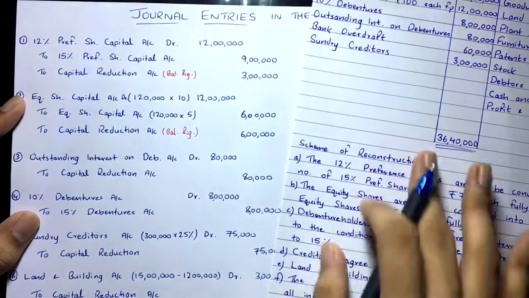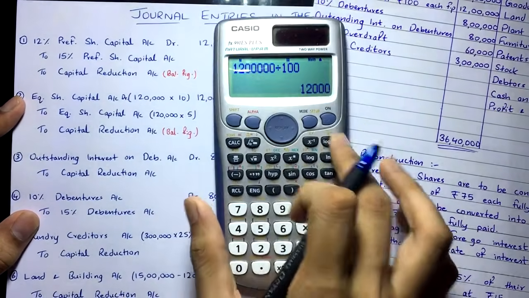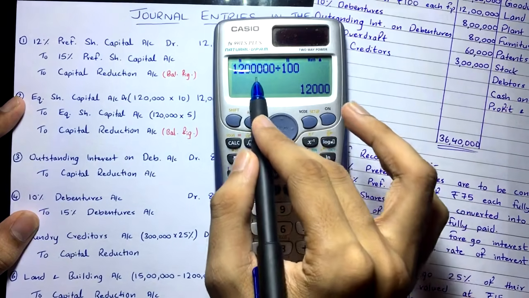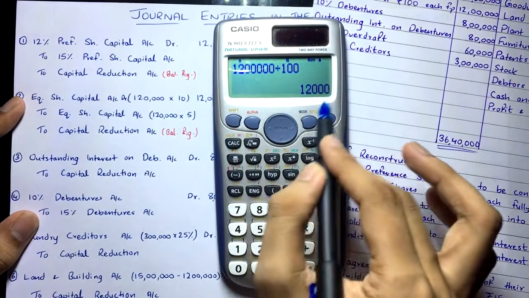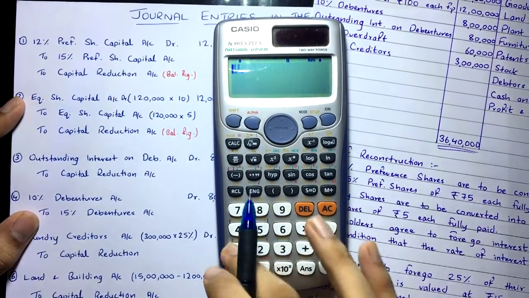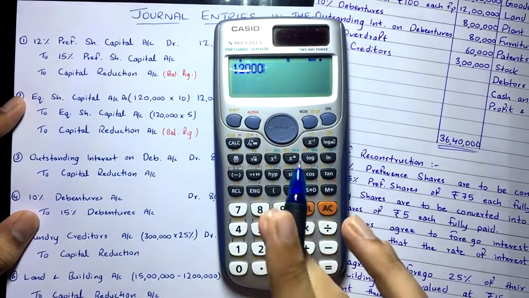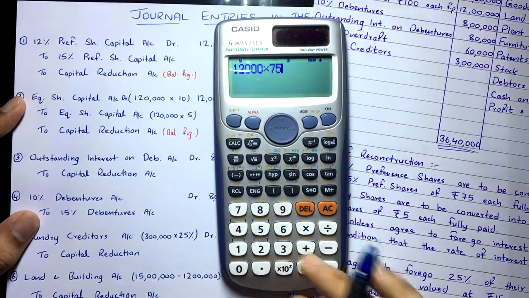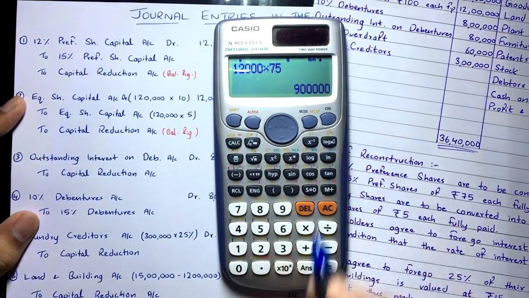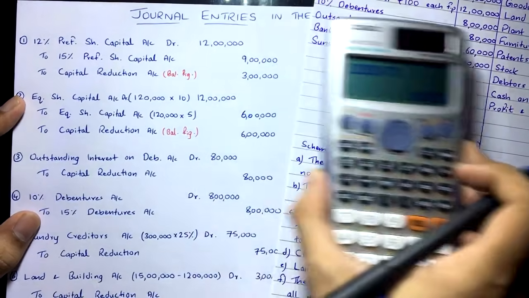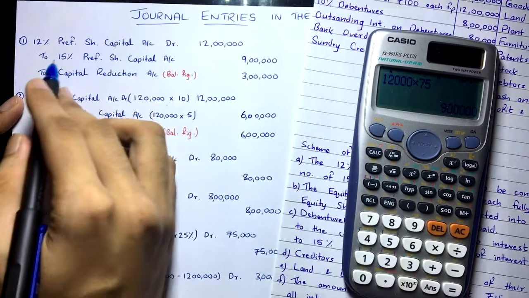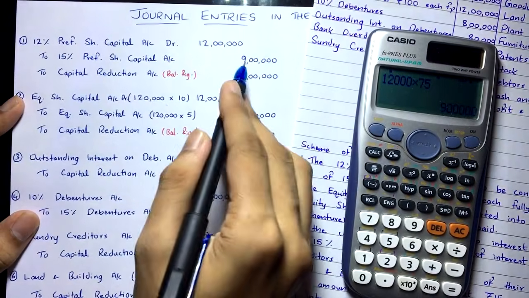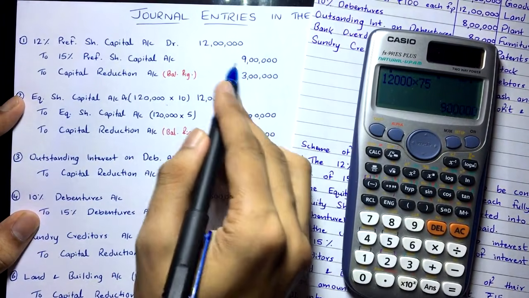So how are you going to calculate that? It's very simple. We know that before, the face value was 100, and the amount that was given in the balance sheet was 12 lakh. So the number of shares were 12,000. So the 12,000 number of shares have not changed, that is the same. So 12,000, the new face value is 75. If you multiply those two together, you get 9 lakh. So 9 lakh is your new preference share capital of 15%, and the face value is 75. Understood? Right. So from 12 lakh, the capital has been reduced to 9 lakh.